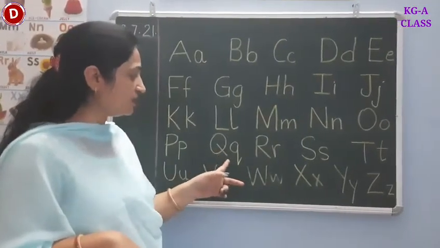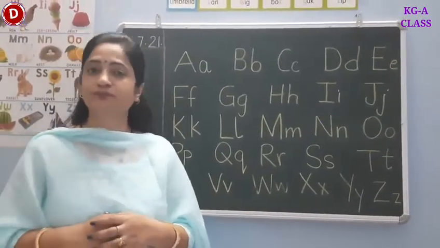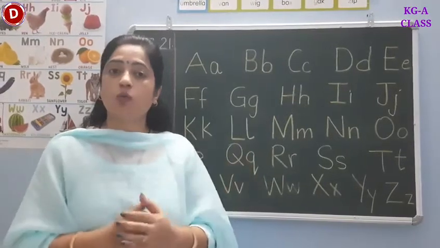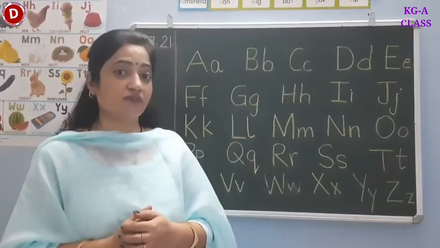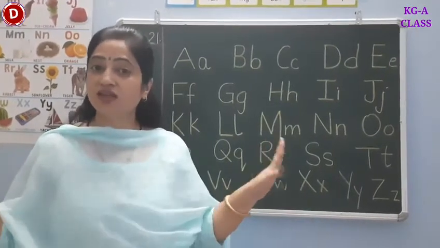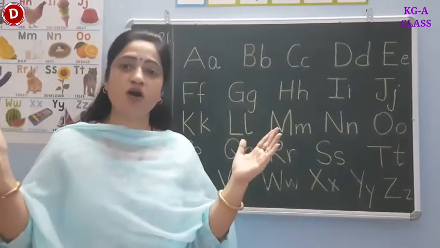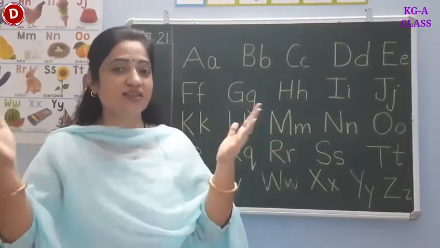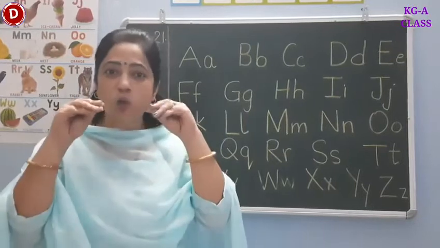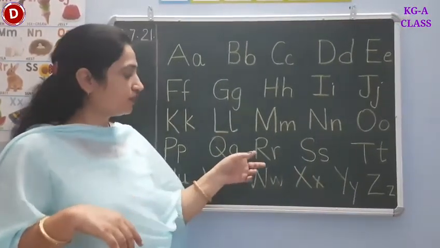Children, this is capital Q and this is small q. And the song of Q is, where do ducks live? Ducks live in the pond, isn't it? So, ducks in the pond, quack, quack, quack. So, the sound of Q is quack.